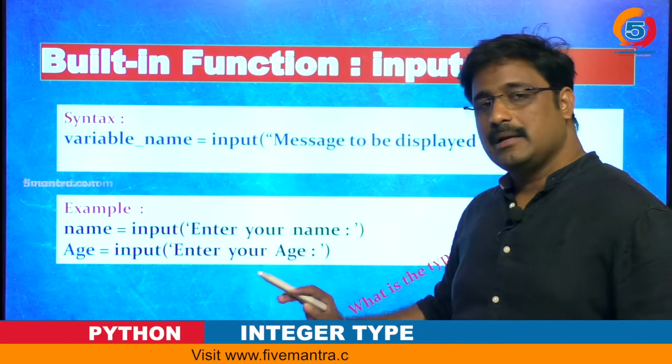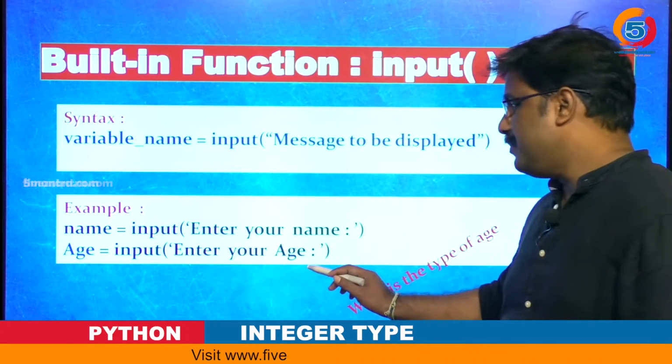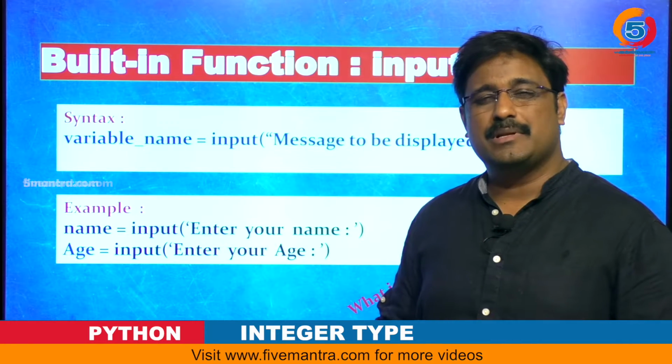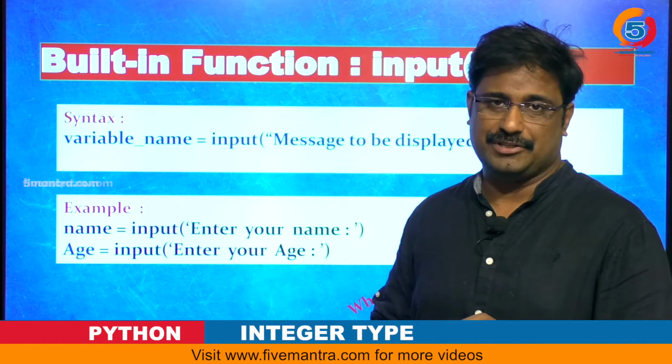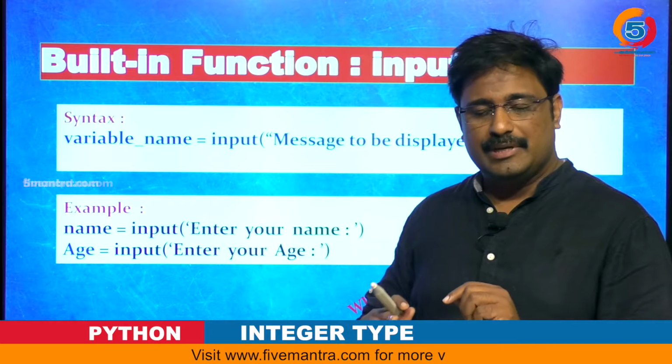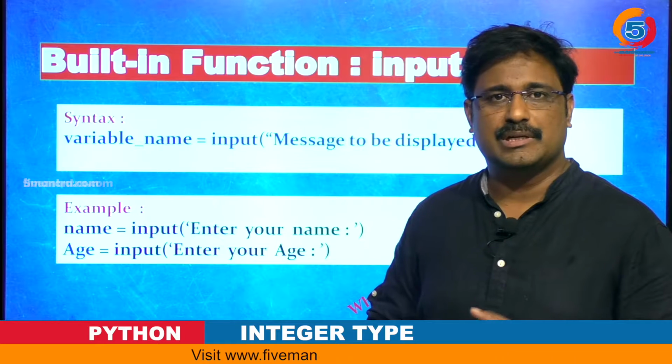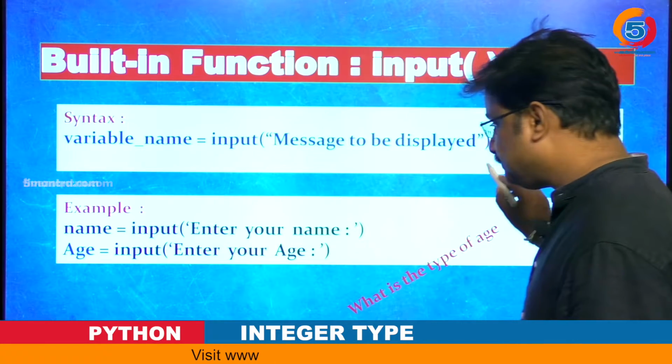Now we are getting a clear idea that age type is a string only. Whenever you want to change it explicitly, you have to use the predefined functions that we already have. That function you have to use to convert to your desired data type, right?